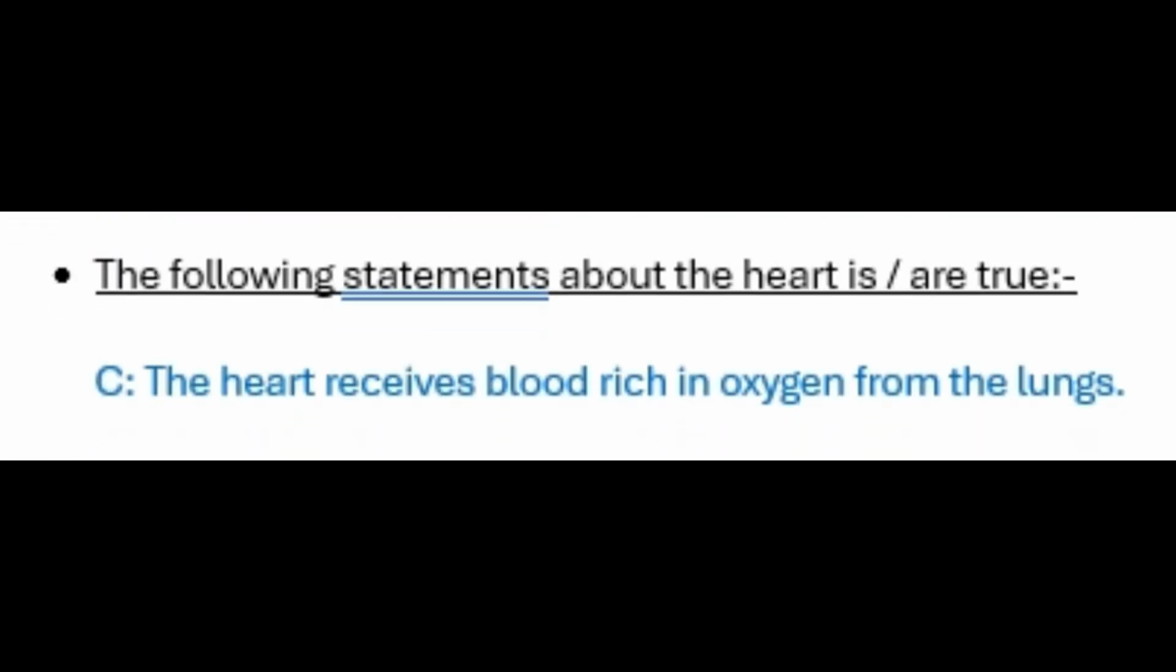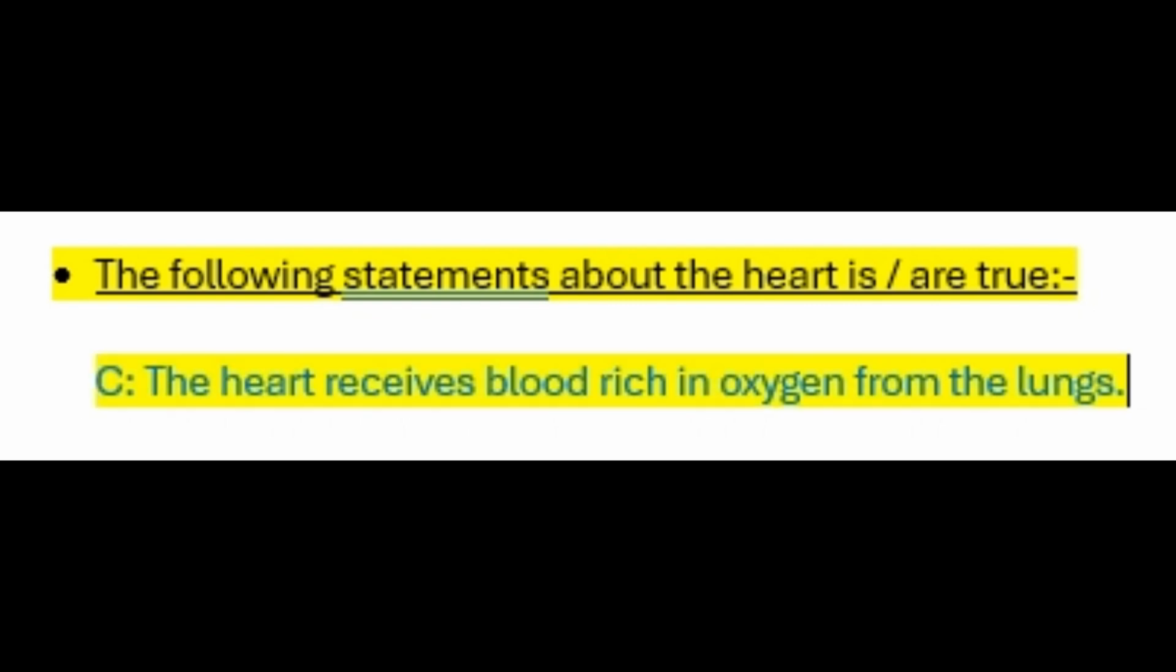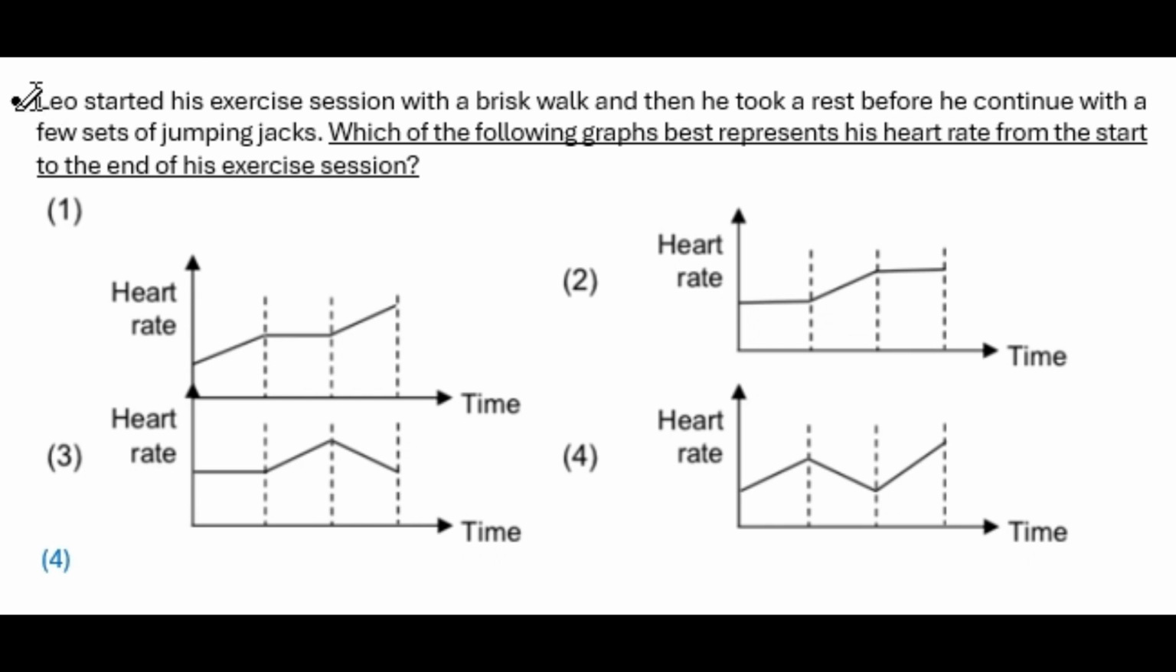The following statements about the heart are true. C. The heart receives blood rich in oxygen from the lungs. Leo started his exercise session with a brisk walk and then he took a rest before he continued with a few sets of jumping jacks. Which of the following graphs best represents his heart rate from the start to the end of his exercise session? 4.